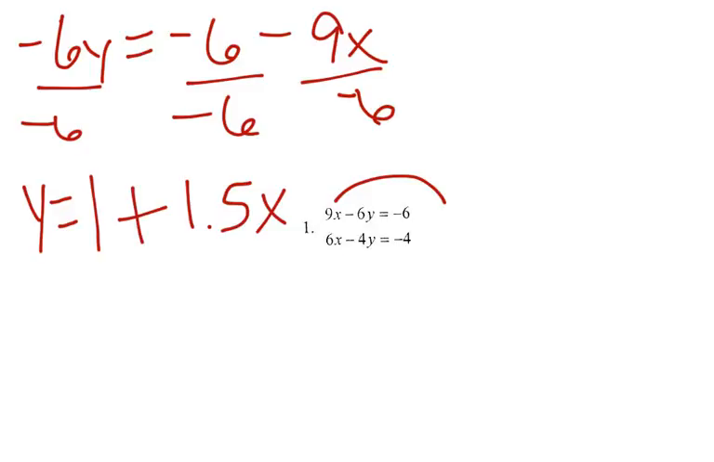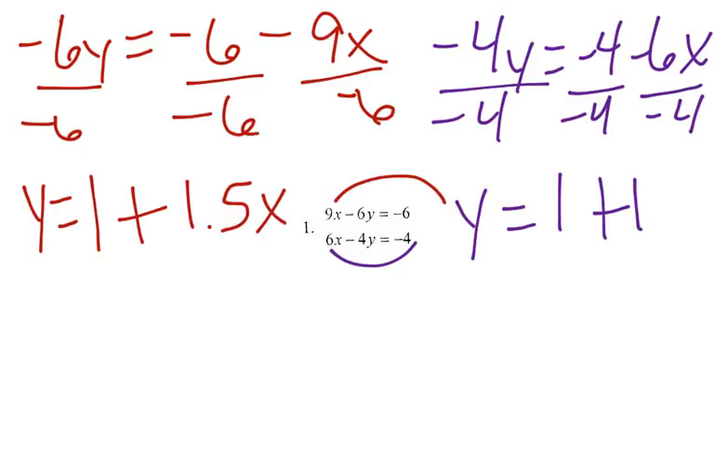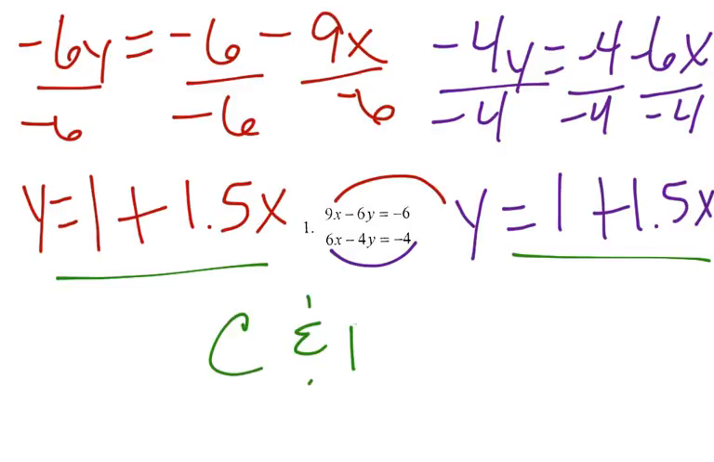Now do the second equation. Same thing, get y by itself. So we're going to move that 6x. So you have negative 4y is equal to negative 4 minus 6x. Divide everything by negative 4. So y is equal to 1 plus 6 divided by 4, which is 1.5x. You've got to compare these two equations you just got. Do you see that they're the same? They're identical. That means that they are going to be the same line. And we said that the same line means that they are consistent and dependent.